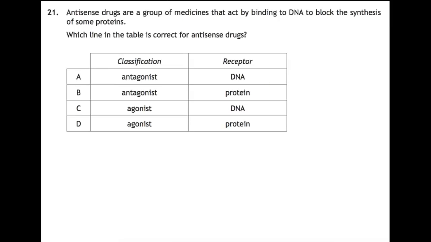Antisense drugs are a group of medicines that act by binding to DNA to block the synthesis of some proteins. Which line in the table is correct for antisense drugs? Okay, so first of all, we're looking at classification. So it says here we're blocking synthesis, so we're stopping something from happening. So it's an antagonist, so it's A or B. And which receptor are we binding to? So we're binding to DNA, so it cannot be B, so our answer is A.